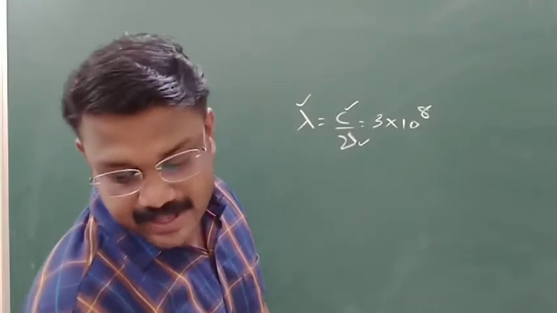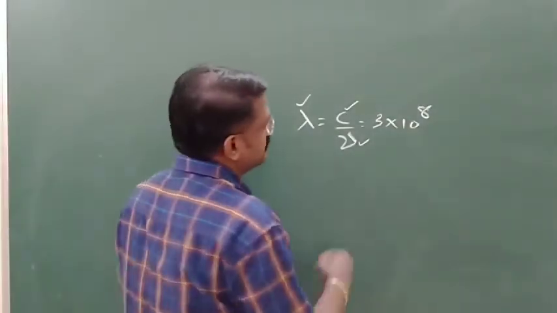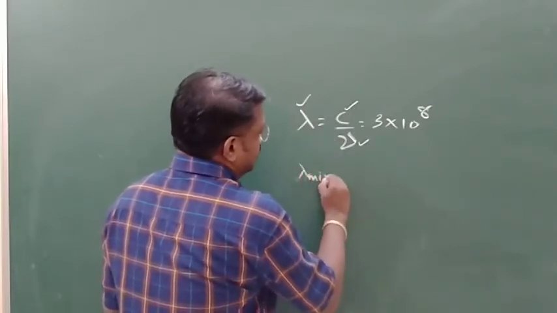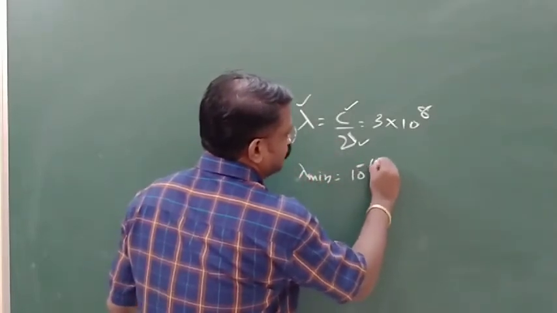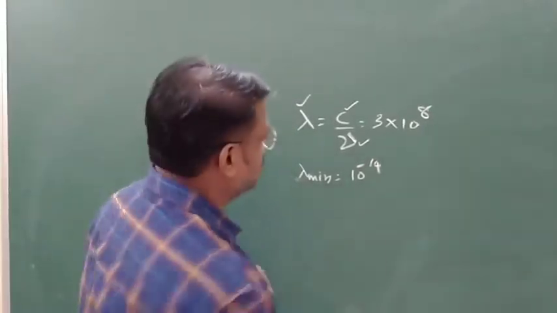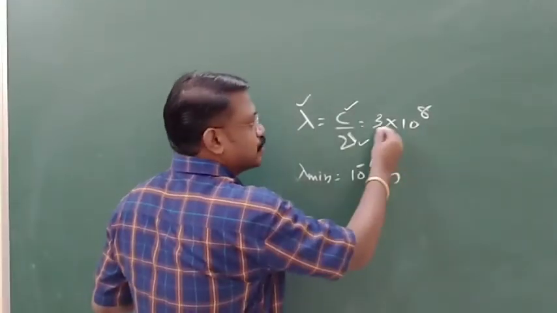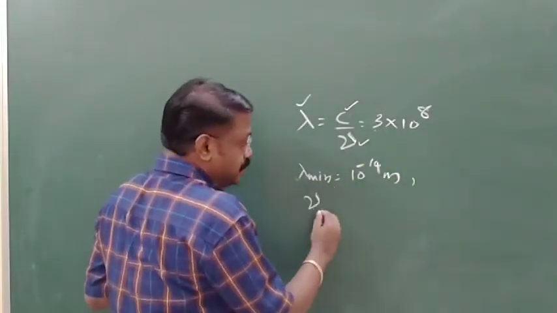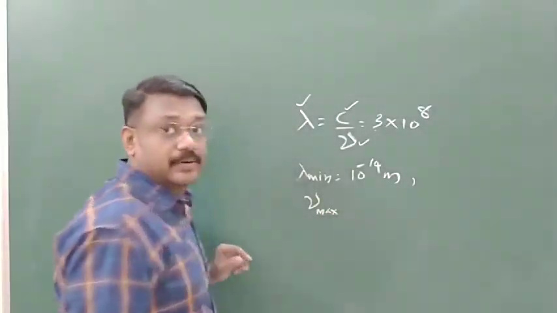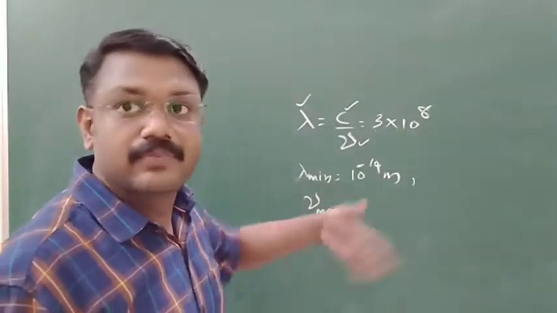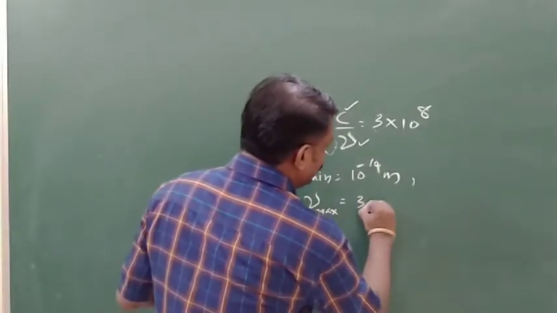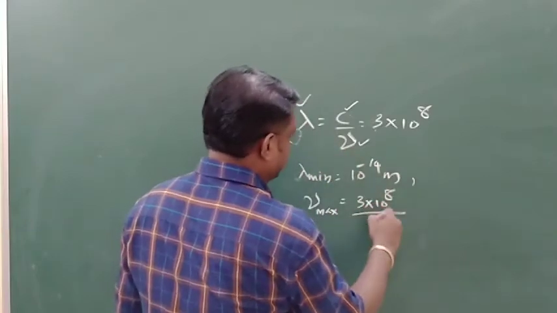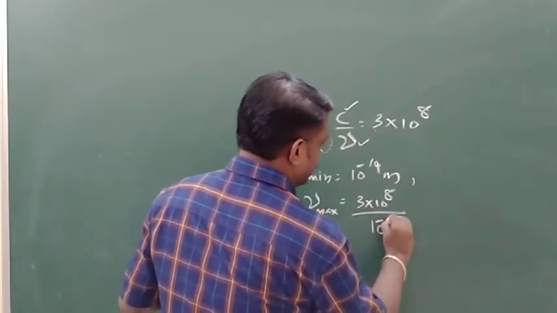Here we have said that it is 10^-14 meter, the lowest one. So lambda minimum is equal to 10^-14 meter, and C is equal to 3 × 10^8. When lambda is minimum, nu will be maximum. Remember that, because nu and lambda are inversely proportional. So that is 3 × 10^8 divided by 10^-14.